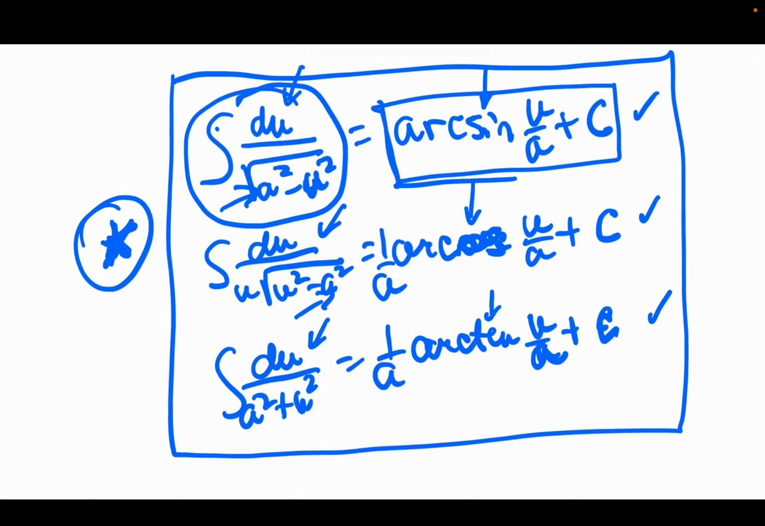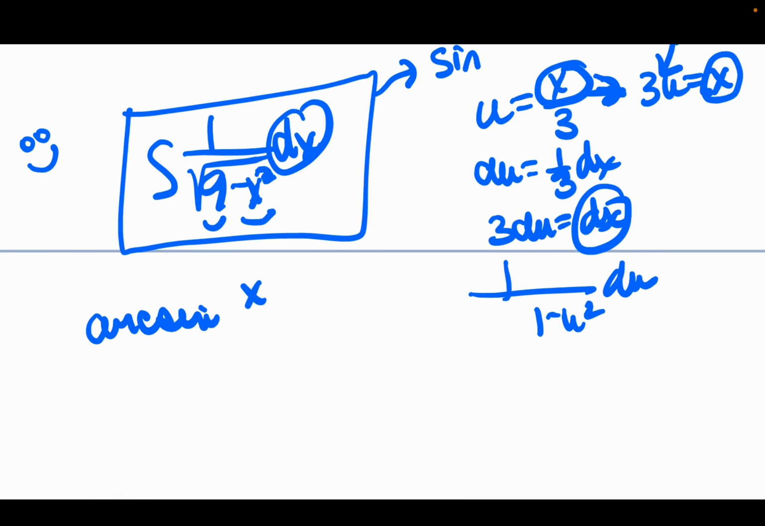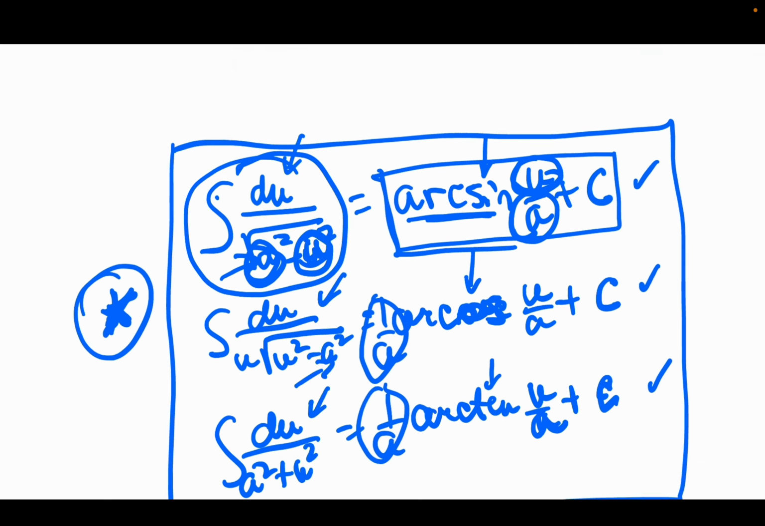Arcsine doesn't have this extra 1 over a in front of it. So I'm going to say arcsine of u, which will be whatever we think is being squared, over a, which is our number, plus c. So I could go straight to arcsine of x over 3 plus c and get my answer, which we'll see in a little while. Okay, so just be patient, bear with me.